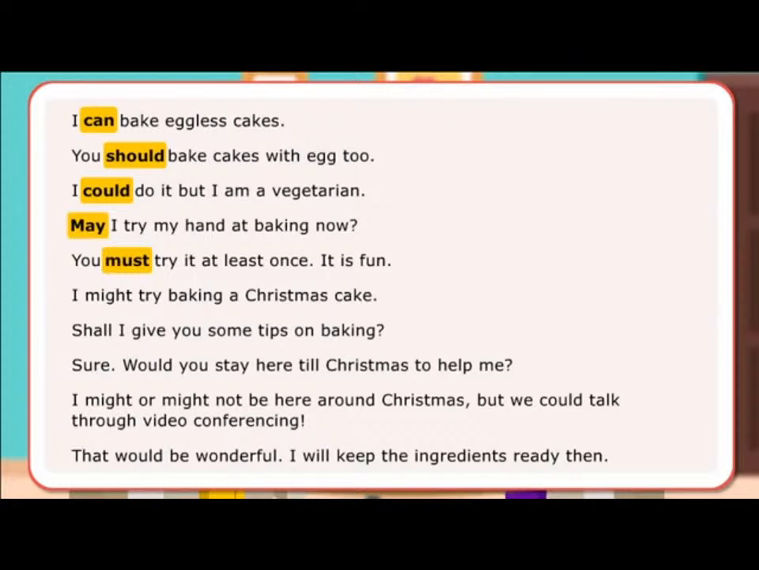It is fun. I might try baking a Christmas cake. Shall I give you some tips on baking? Sure. Would you stay here till Christmas to help me? I might or might not be here around Christmas, but we could talk through video conferencing. That would be wonderful. I will keep the ingredients ready then.